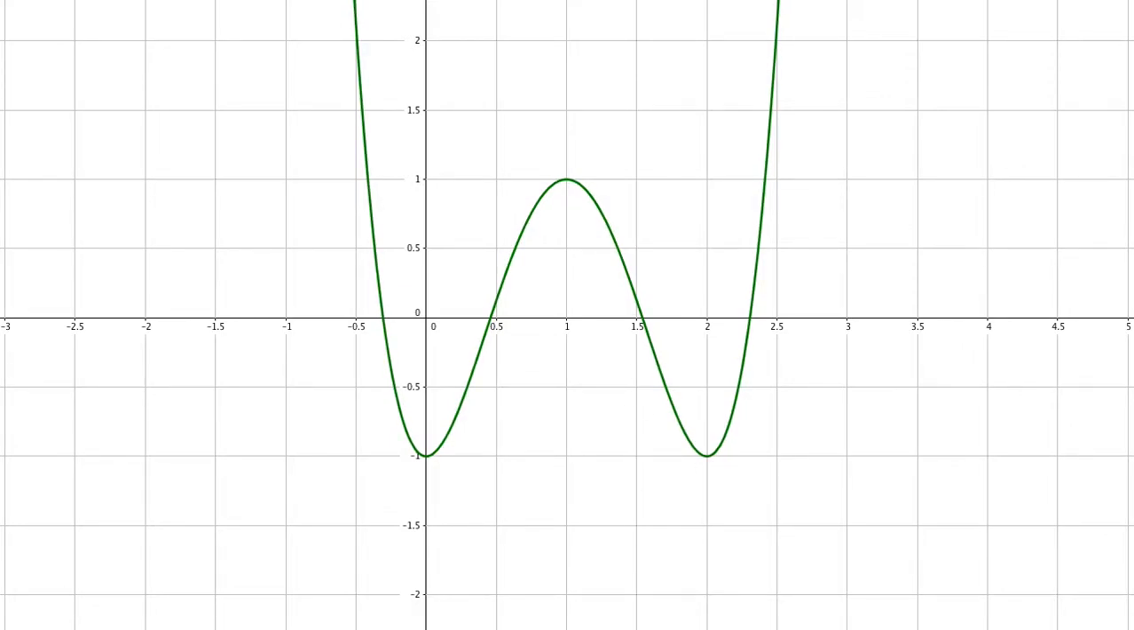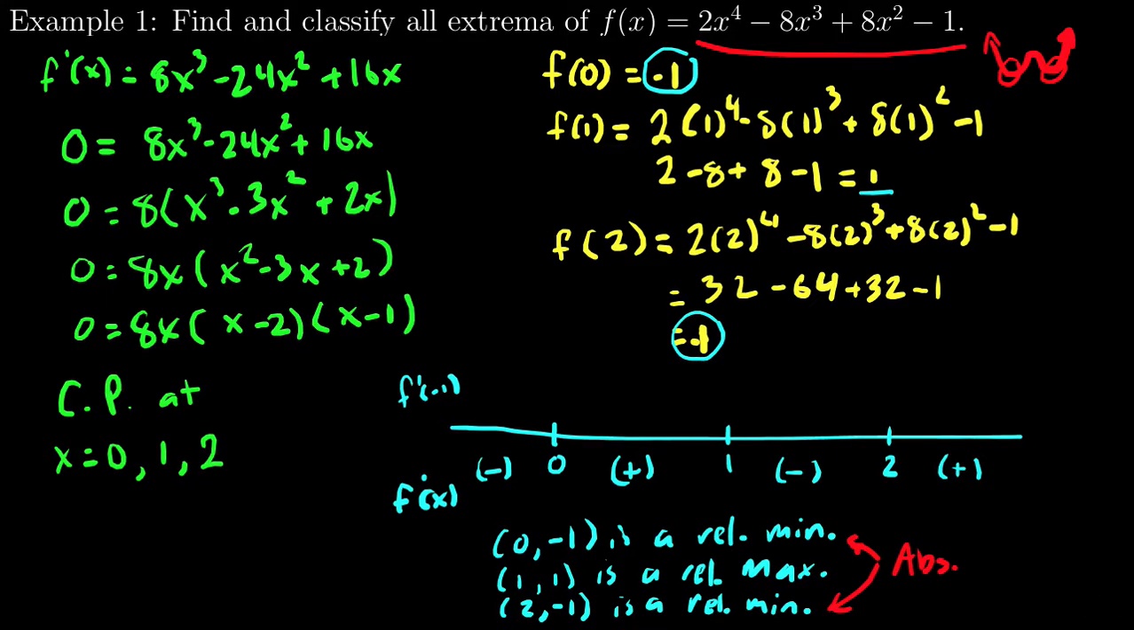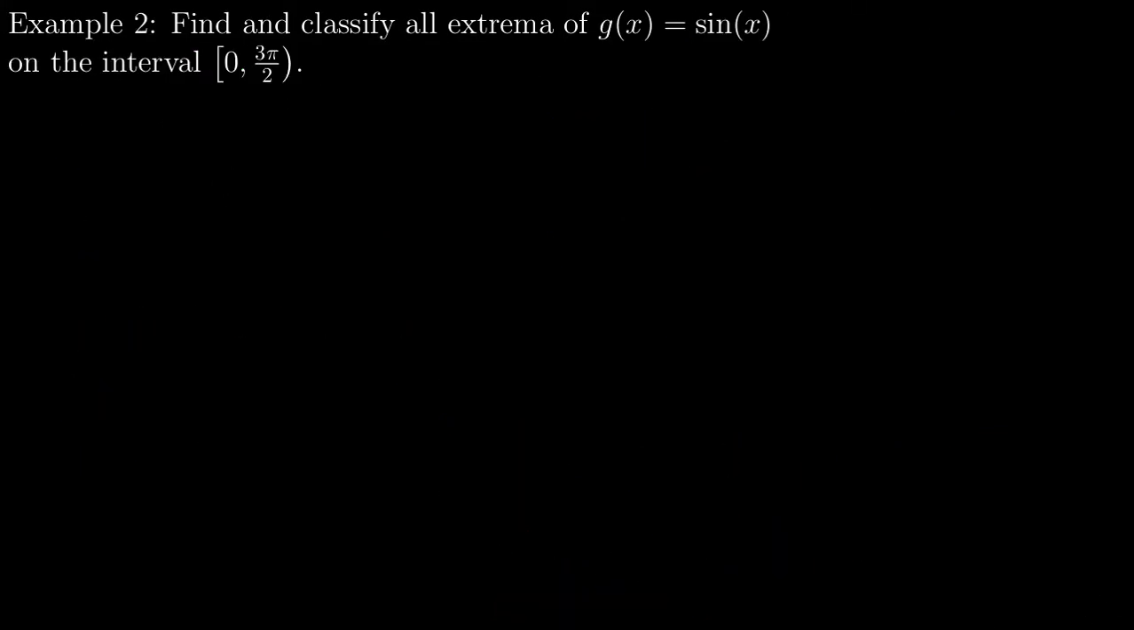All right, last example. Find and classify all extrema of g of x equals sine of x on this interval. So let's dive right into this. Same idea. First find the derivative, so I can try to find the critical points. So the derivative of sine is cosine.